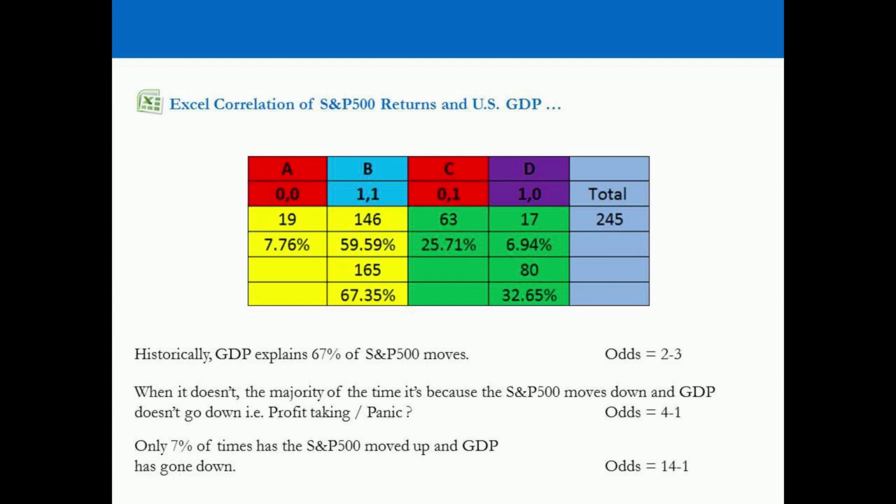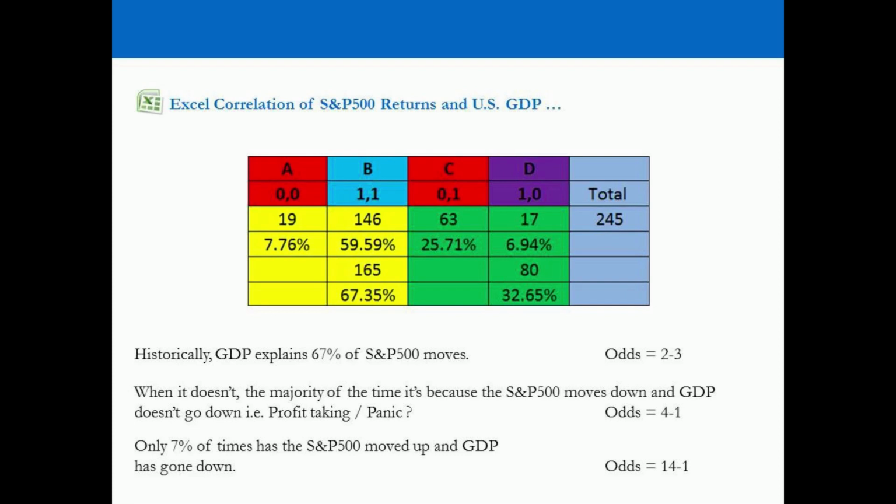What happens when it doesn't? What happens when they move in the opposite direction? Well, the vast majority of times, the S&P 500 goes down and GDP is reported up when it goes wrong. 25% of times.